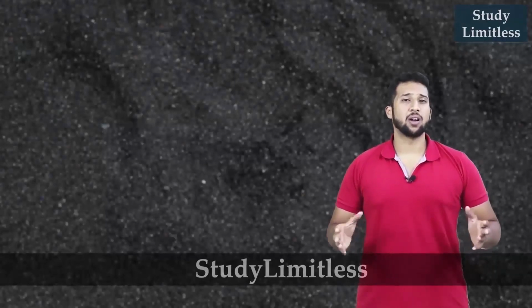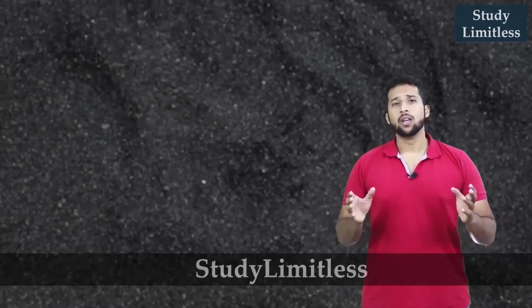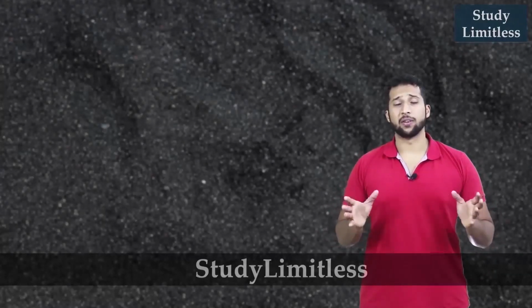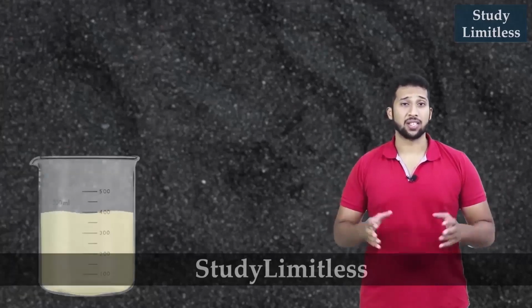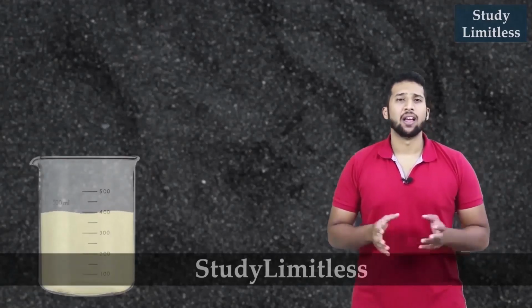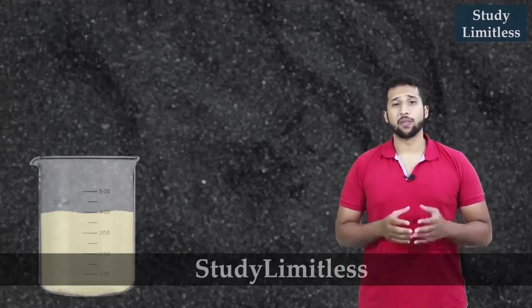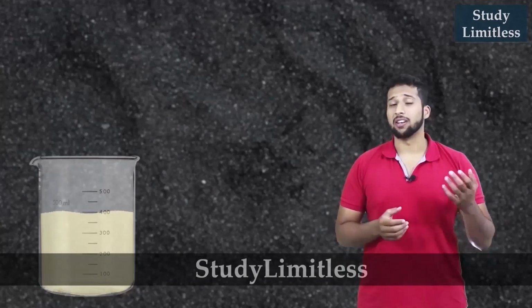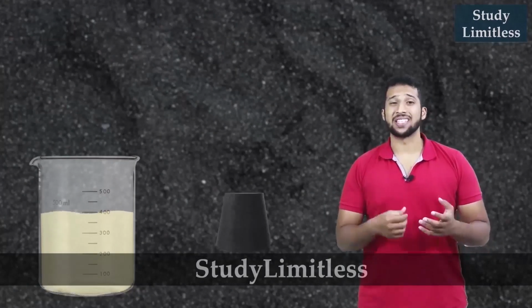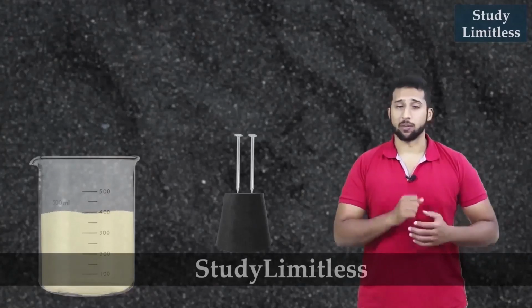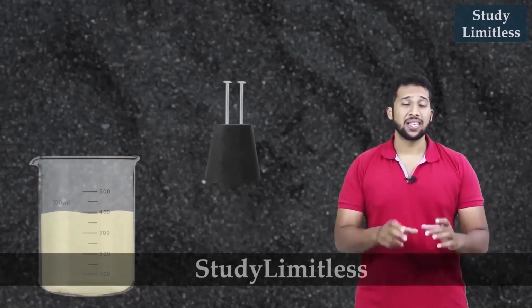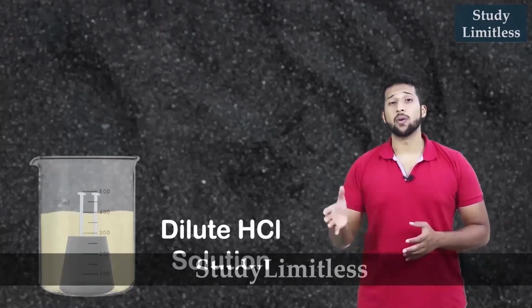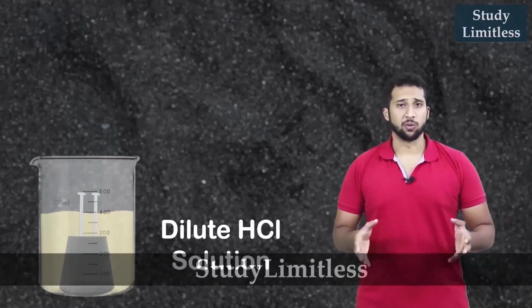Now let's start with the acid. First, let's consider that we are going to use HCl, which is hydrochloric acid. First off, we're going to take the rubber cork and pierce the iron nails into it. And then we're going to place it at the bottom of the water bath, after which we're going to pour in some hydrochloric acid solution.